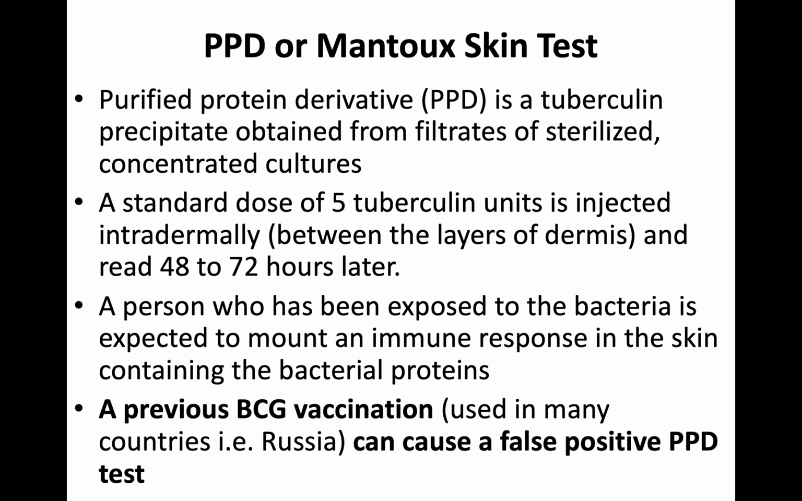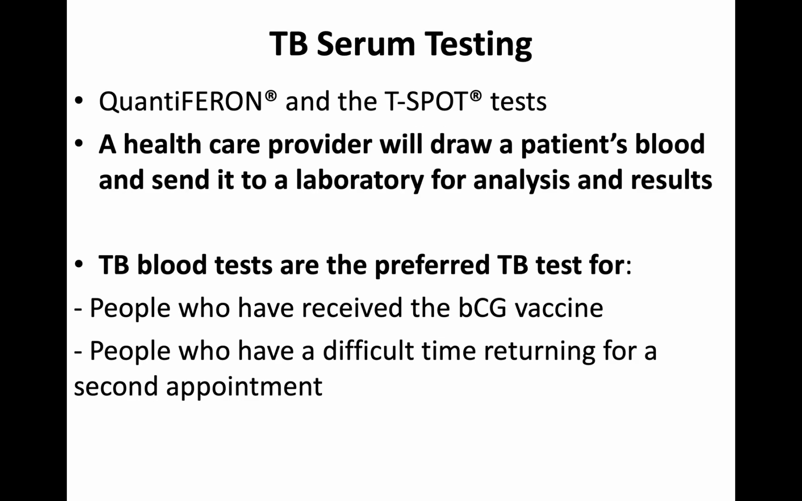One problem is that in other countries, not in the US, in Russia for instance, they do have a vaccine against TB. It's called BCG. And we don't use BCG in the US. Apparently it's not that effective, but they use it in other countries. And someone that has had the BCG vaccine will also have a positive PPD. So we're not able to distinguish between latent TB and a history of having a BCG vaccination just by using the PPD test. So that's why there are serum tests.